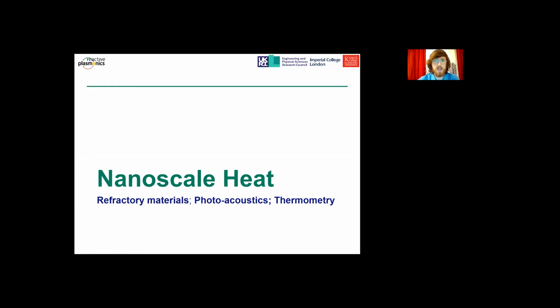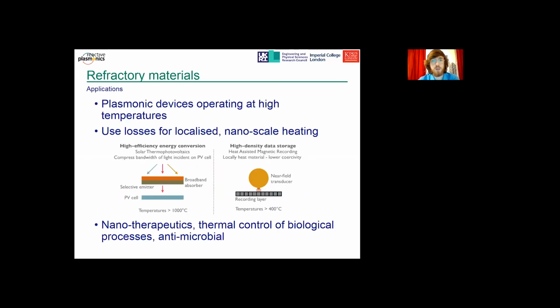So we're interested in alternative and specifically refractory plasmonic materials for a couple of different reasons. Firstly, we can use the refractory materials in order to improve the performance of existing plasmonic devices that operate at high temperatures. And secondly, we can make use of the losses from these materials in order to generate and deliver heat on an incredibly precise nanoscale. So this has applications in high density data storage, photothermal nanotherapeutics, and on the thermal control of different biological processes.